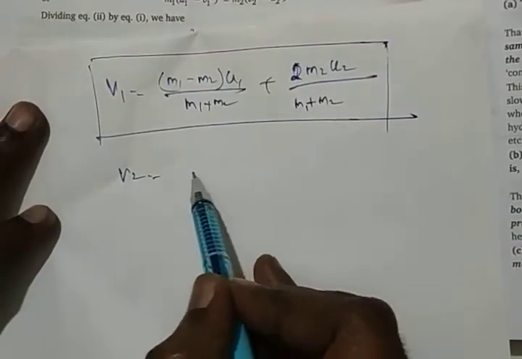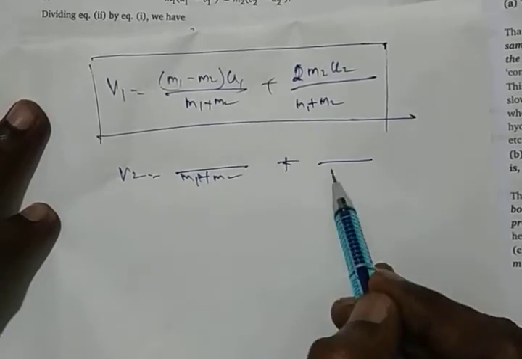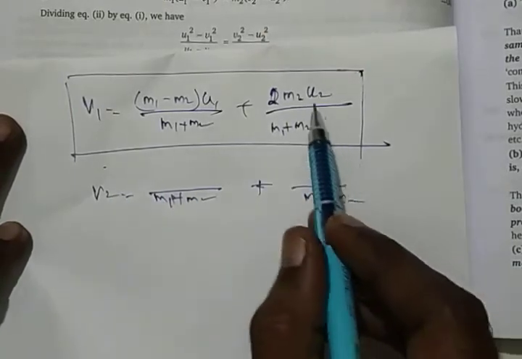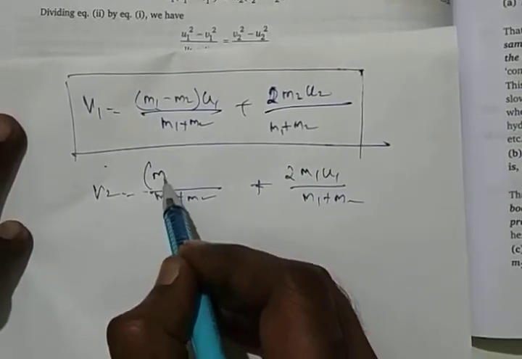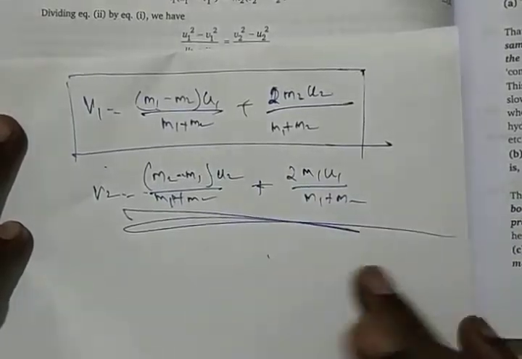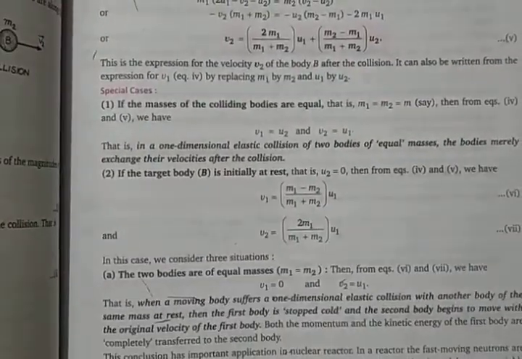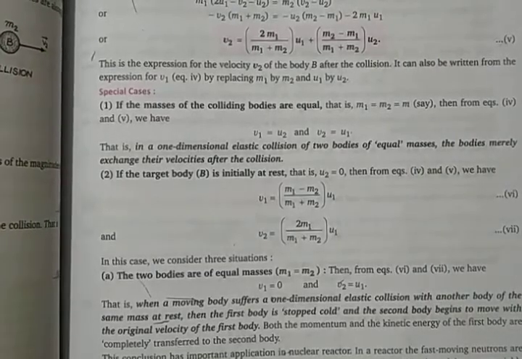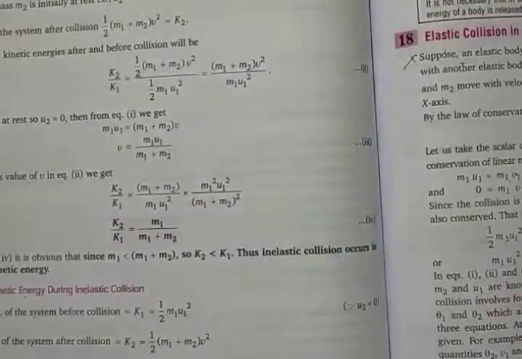What is our V2? Same thing, M1 plus M2 will be there. Only what you need to do is, wherever 2 is there you put 1 in the numerator, wherever 1 is there you put 2. So 2 M1 U1, and here M2 minus M1 into U2. This is done. So you will get quite a bit of quick things, and it has a lot of special cases over there. Please remember all the special cases are important. We have done 7 cases in the notebook clearly. Please learn everything. So with that, this chapter theory portion comes to an end.